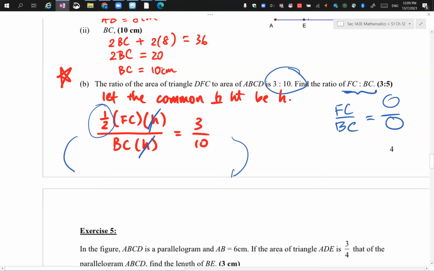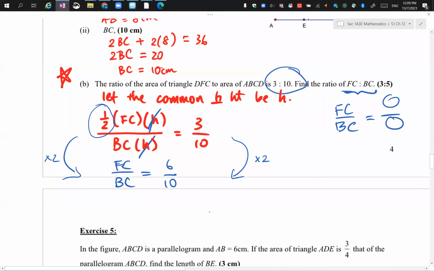Times what? Times 2, yes. You multiply 2 to half, it becomes 1. Multiplying by 1 is as good as getting rid of it. It's as good as the half not existing at all. So multiplying by 2 results in FC over BC equals to 6/10. Okay, now of course 6/10 we have to simplify to become 3/5. Now that I have FC over BC, I can write down the ratio of FC to BC already. Final answer, FC to BC equals to 3:5.